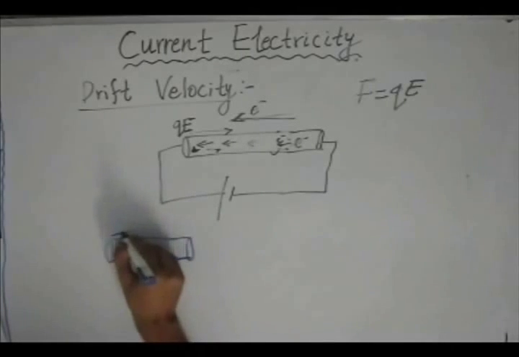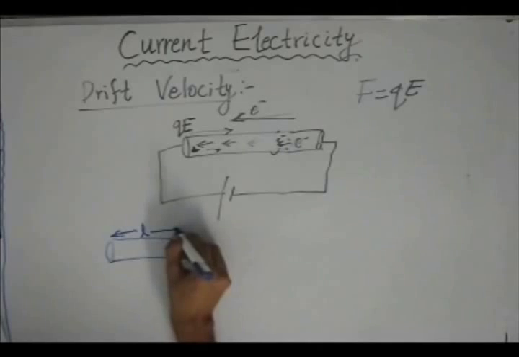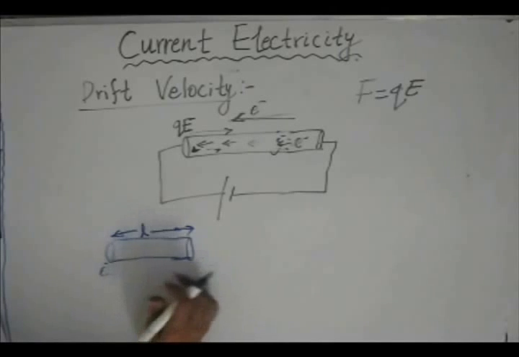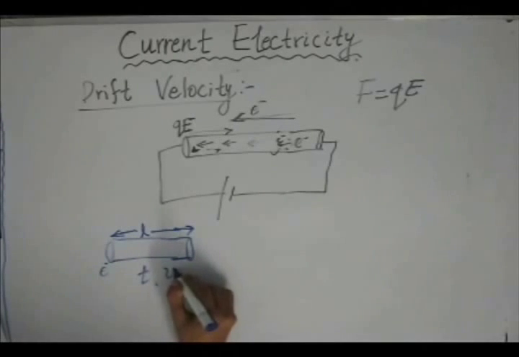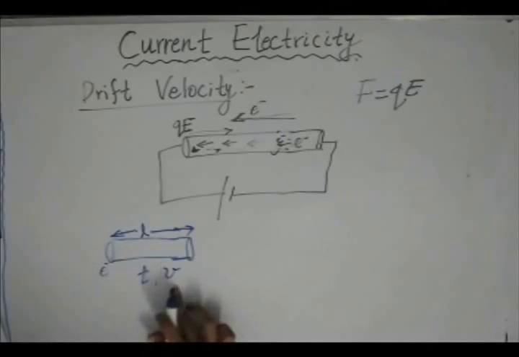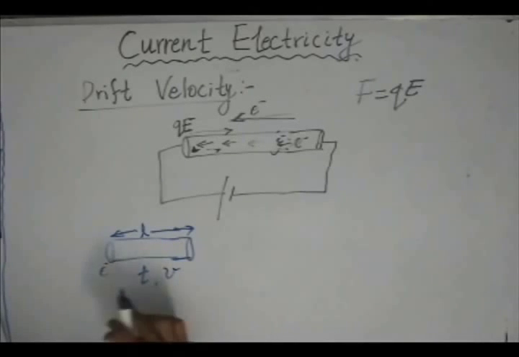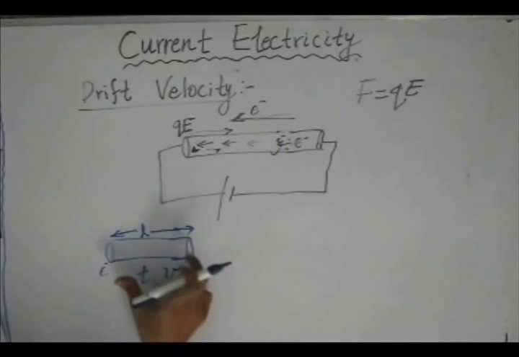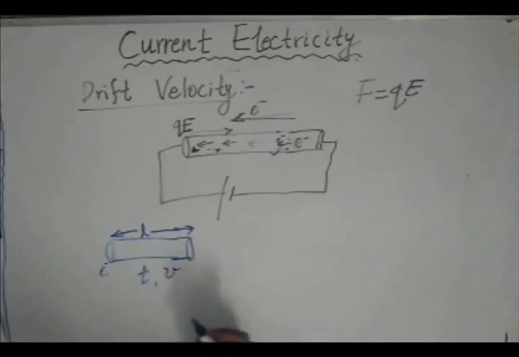Now this length indicates that an electron is traveling this amount of length in the conductor in a time interval t, with some drift velocity v. So v indicates the drift velocity and t is the time taken by the electron to drift from this end of the conductor to this end. That is a length L of the conductor.